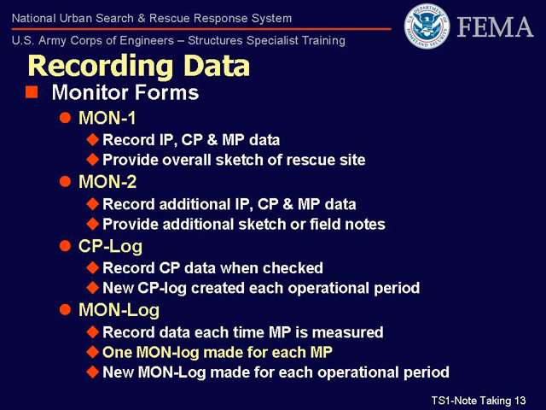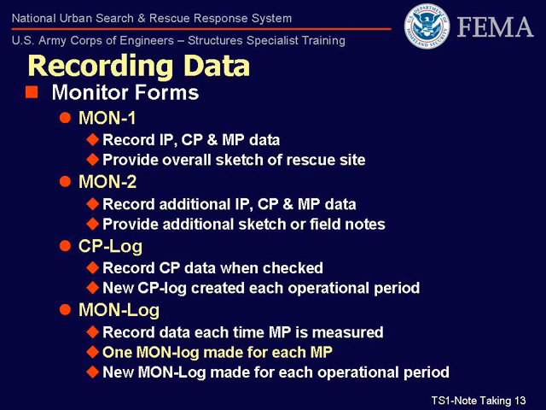There are 4 primary FEMA-approved monitor forms. These forms are sized such that an 8.5 by 11 sheet can be folded in half and used on a pilot's kneeboard that is part of the STS cache. These 4 monitor forms will remain with the instrument, with copies being delivered to the IST at the end of each operational shift. The 4 forms are Mon 1, which is used to record instrument point, control point, and monitor point data. This form also provides space for an overall sketch of the rescue site or additional notes.